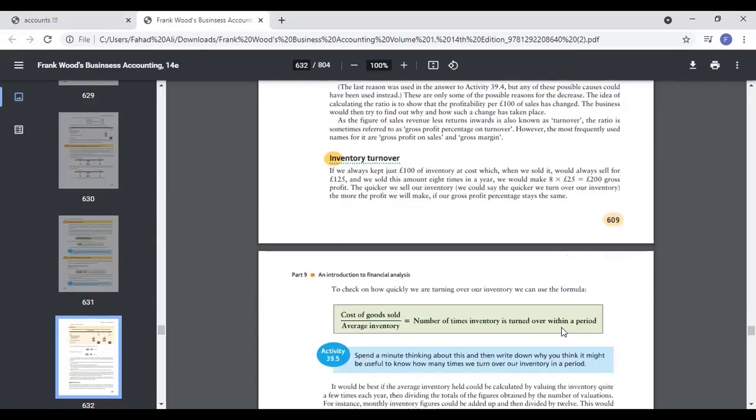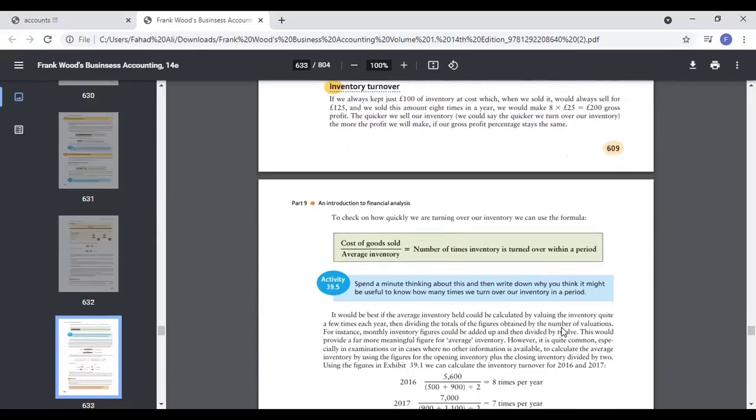What is inventory turnover? The number of times your inventory is turned into finished goods. Your inventory is coming into your business. It can be opening inventory, closing inventory, or purchases. Some amount of goods are coming into your business every year. Inventory turnover is always in times per year.